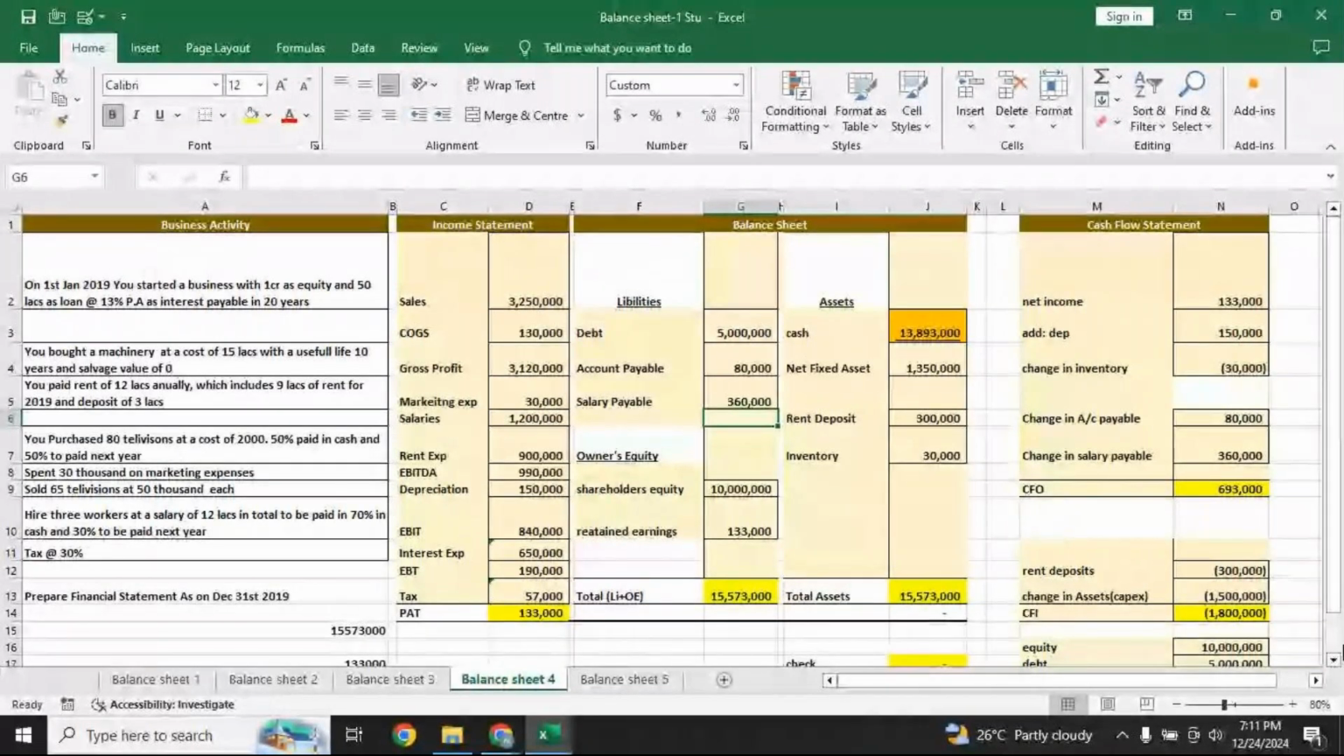Guys, hope you people were able to solve balance sheet 4. Now try solving balance sheet 5.